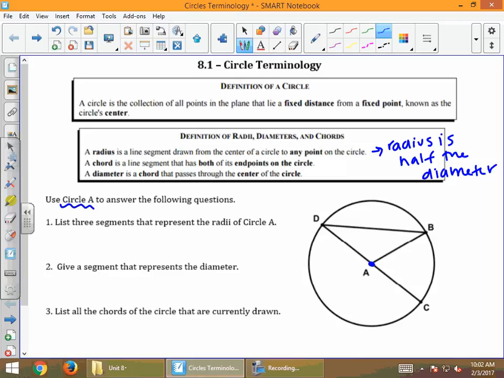Well, what's one example of a radius? It starts at the center, goes to the edge. Alexia? AB. Because it starts at the center, here's A, goes to the edge of the circle. So AB is a radius. What's another example of a radius? Very good. Starts at the center, goes to the edge. What's the third one? Here? AC. Starts at the center, to the edge. So AC is another one. And those are all our examples of a radius. It starts at the center, goes to the edge.